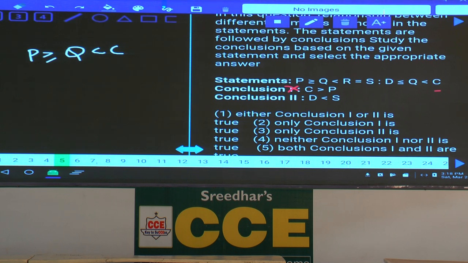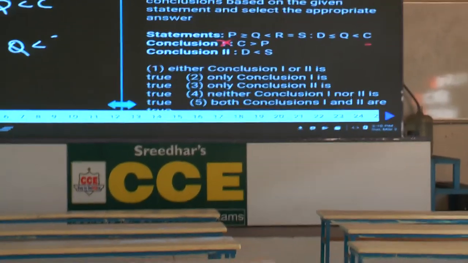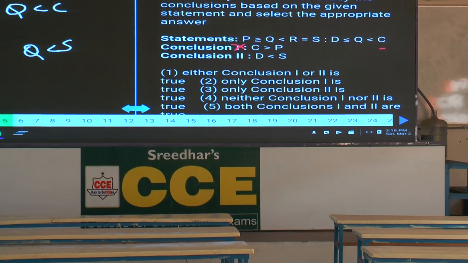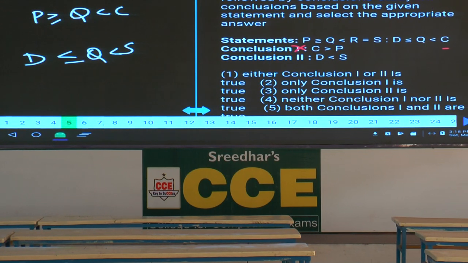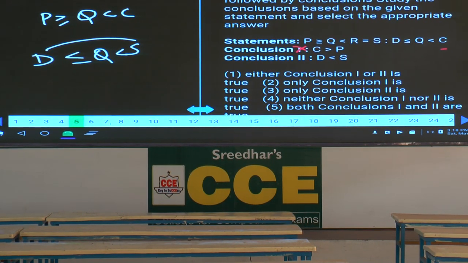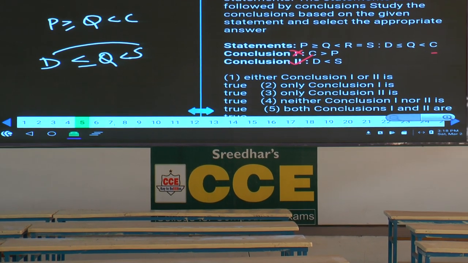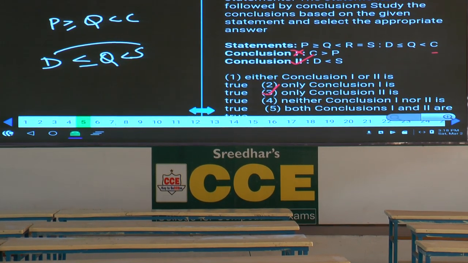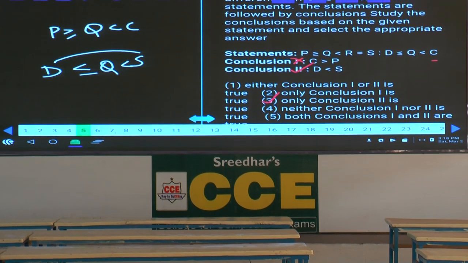Coming to the second, D and S, S is here, D is here. The letter which is common is Q is common, Q lesser than S, and D lesser than or equals to Q. Now between D and S, lesser than or equals to, lesser than. Hence D lesser than S is definitely true. Only conclusion 2 is true, that is choice 3. Question number 5, choice 3 is the answer.